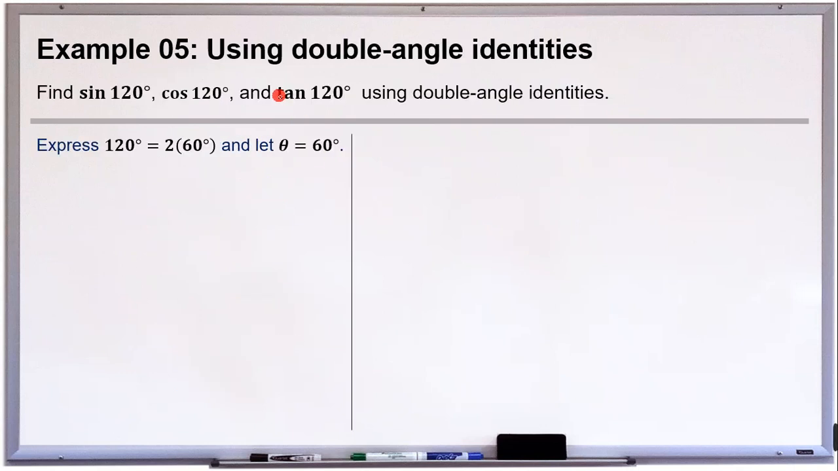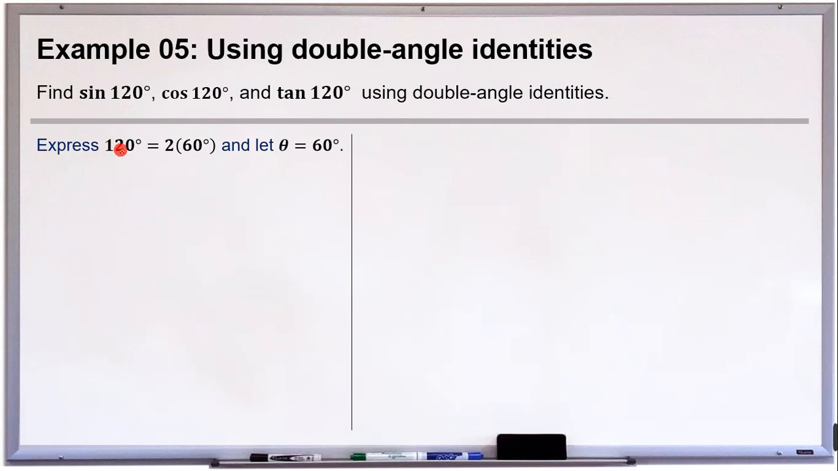Next, for example number 5, we are going to use double angle identities in order to find the exact values, starting with sine 120 degrees, then cosine 120 degrees, and lastly, the tangent of 120 degrees. So we can get the exact values for these three even if we're not going to use the calculator. In order to do that, we will use the double angle identities, and we're going to express the given angle as a double angle.